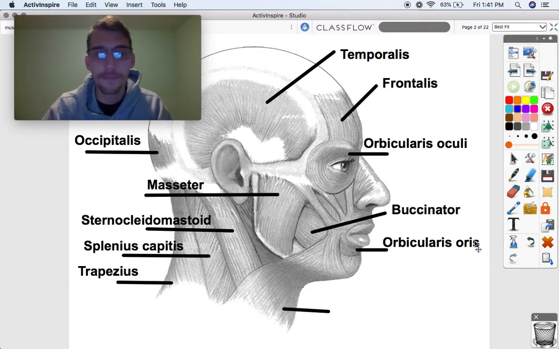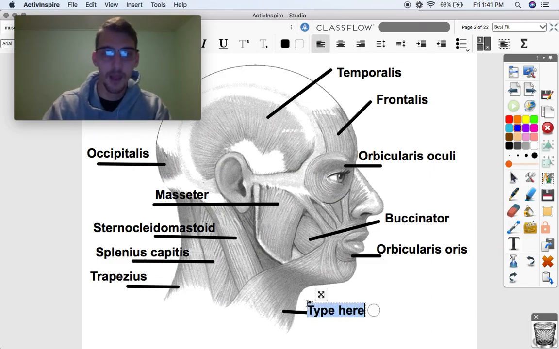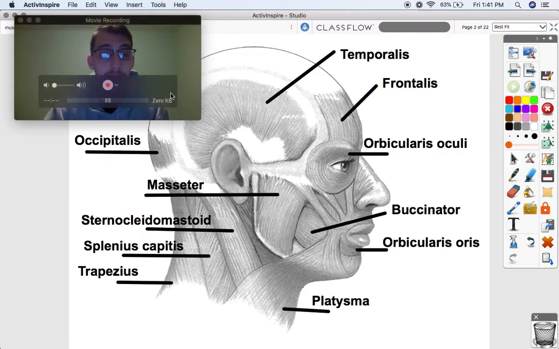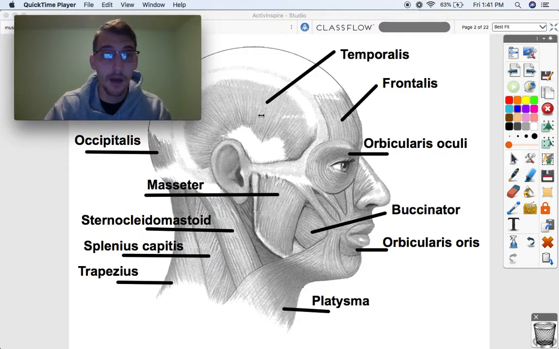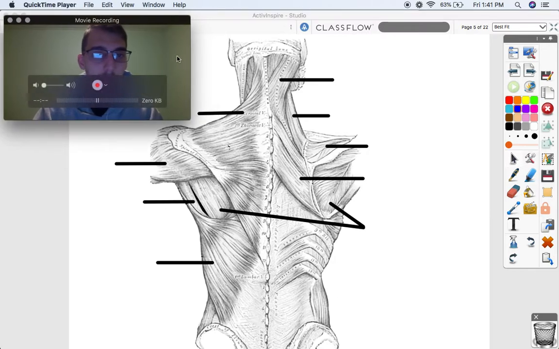Oh, there's one more. The anterior neck. So right here, the muscle that helps you do this a little bit, that is your platysma. Platysma. So there you have it. Here are our muscles of the head and neck and face. All right. Let's keep it moving. Let's go to our next diagram over here.